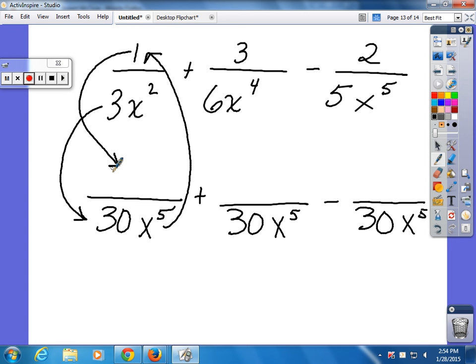I don't know. How many times will 3 go into 10? So put you a 10 right here. And how many times will x squared go into x to the 5th? X to the what? 3rd. So 10x to the 3rd times 1 is 10x to the 3rd.